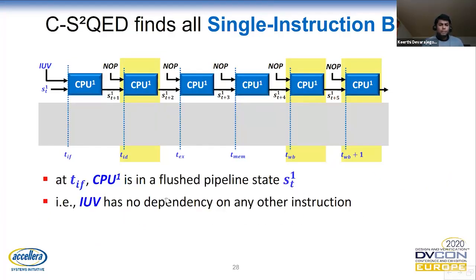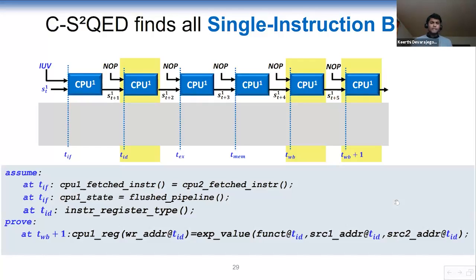If you remember, we made an important assumption on the CPU1 instance, which is that it starts from the flushed pipeline state, ST1. A flushed pipeline state means that there are no other active instructions in the pipeline. That also means this instruction has no dependency on the previous instructions. So we can simply add a simple macro in the proof part to find out the result of this instruction execution. Here, as I said, TWB plus 1 is the clock cycle when the results of the instruction execution are visible in the register file.